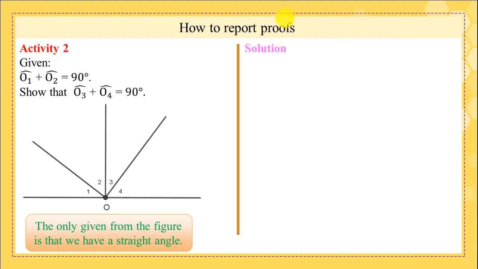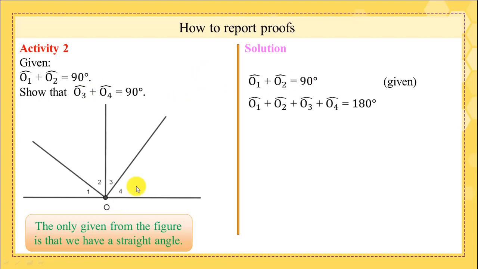Solution. Before we start any proof, we know that we have to start by mentioning the given. What given do we have? The first given is that ∠1 plus ∠2 is equal to 90 degrees. The second given is from the figure. The sum of the four angles makes a straight angle. So ∠1 plus ∠2 plus ∠3 plus ∠4 is equal to 180 degrees, straight angle. It is seen from the figure.